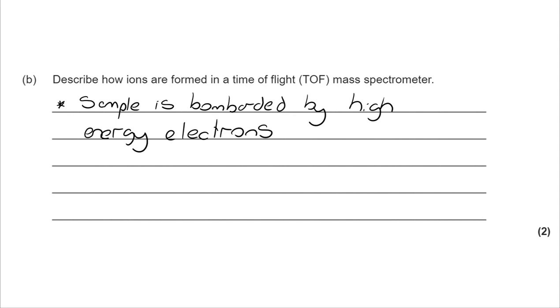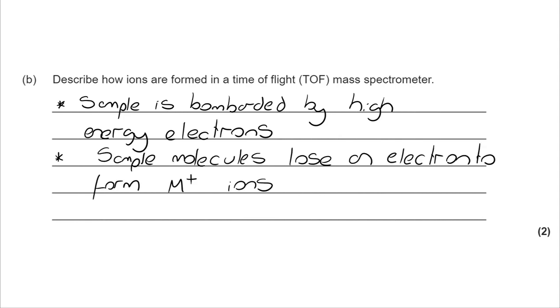So in the first instance, sample is bombarded by high-energy electrons. That high energy is absolutely crucial. And then what happens when they hit? Well, the sample molecules lose an electron to form the M+ ions.